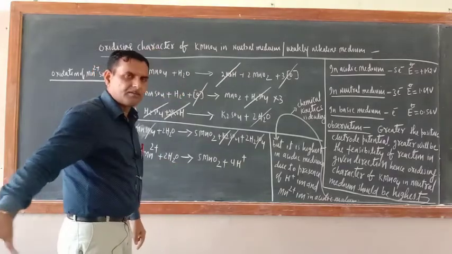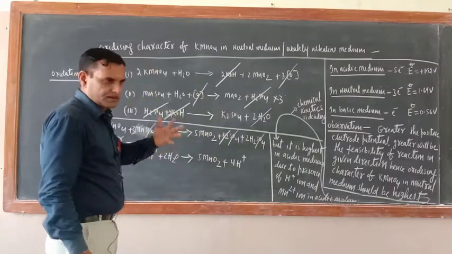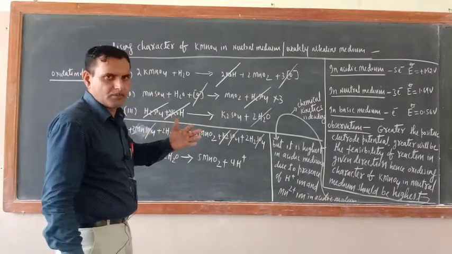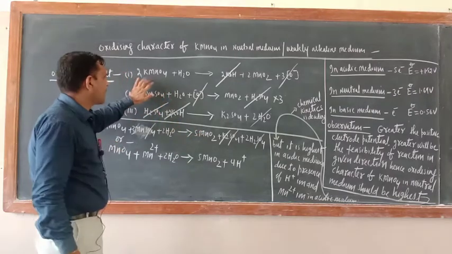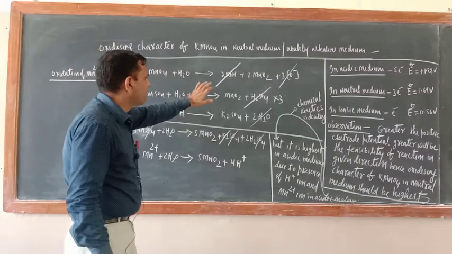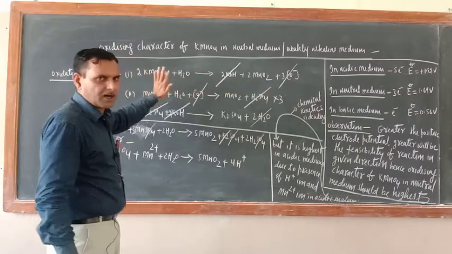And under one heading only they have written 3-4 reactions. I am going through the NCERT book also. Don't worry, I am not teaching extra. So just try to understand. KMnO4 plus H2O, the products are KOH, MnO2 and [O]. That is common for all.